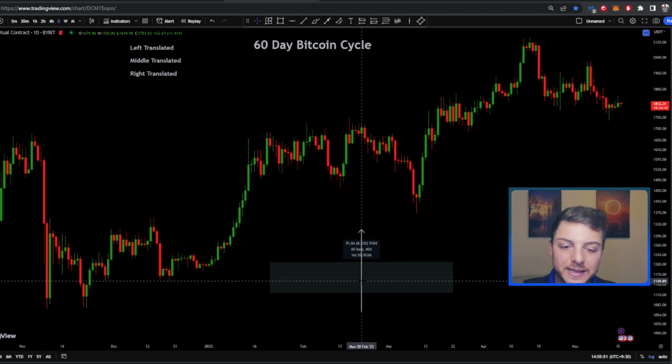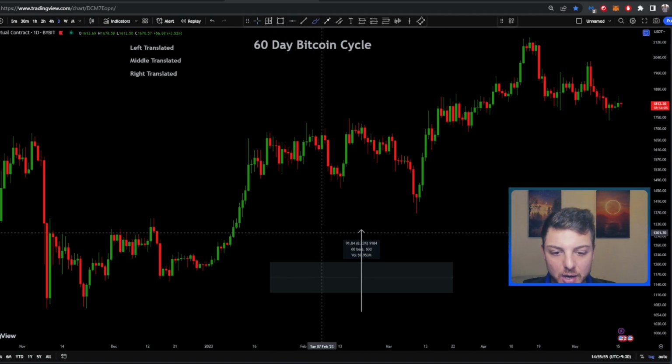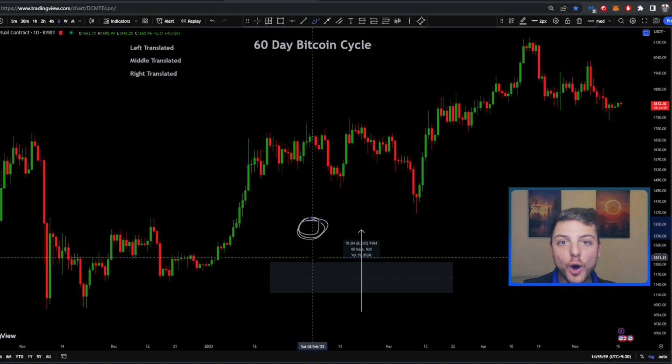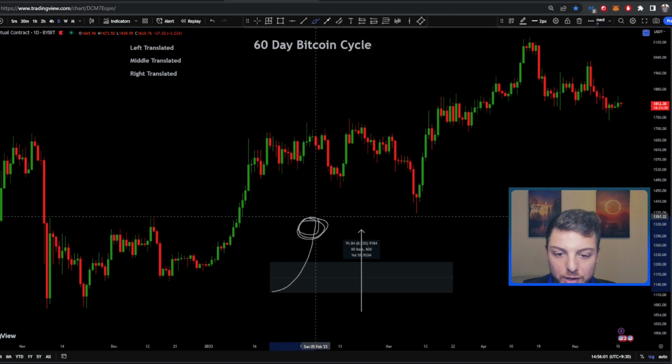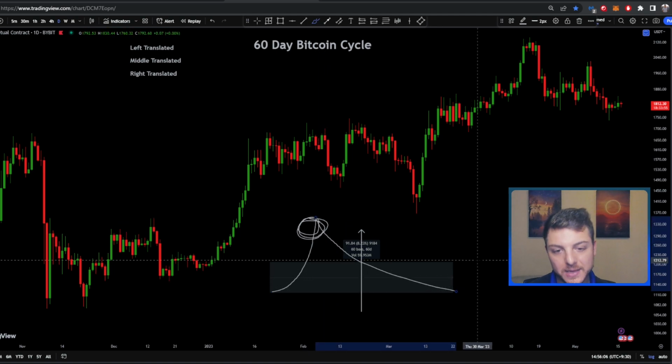So using the left translated cycle, what does that mean? A left translated cycle would mean that the Bitcoin top is on the left-hand side of the 60-day cycle. We're topping in this area here, and we're falling for a large amount of time. Now, a left translated cycle is not a bullish case. It's actually a bearish case.